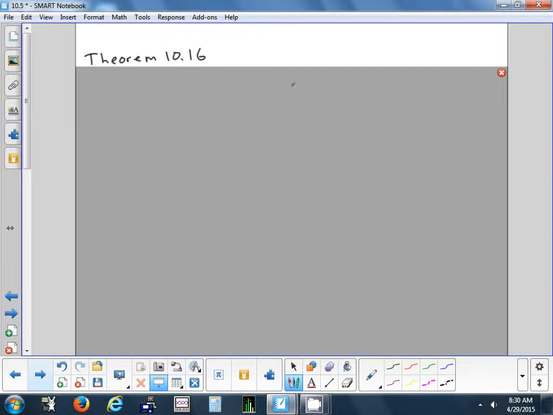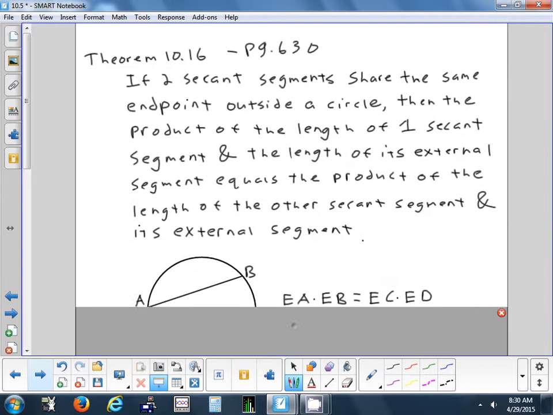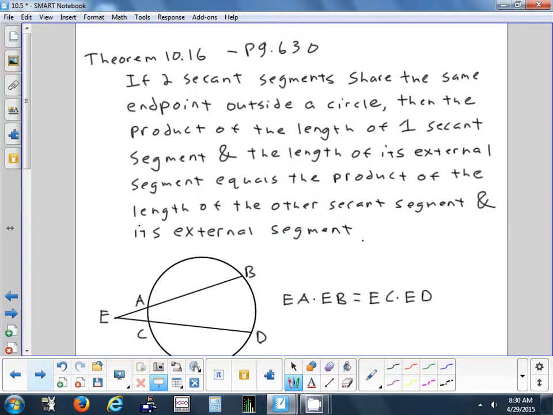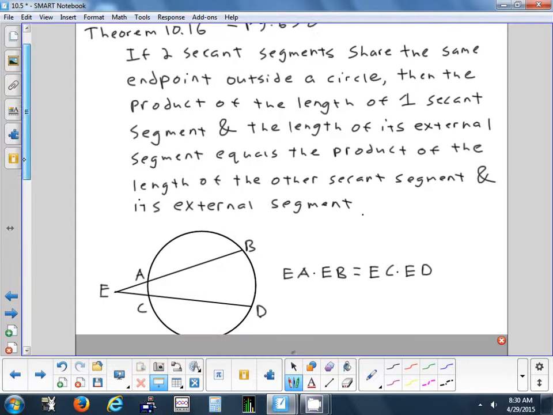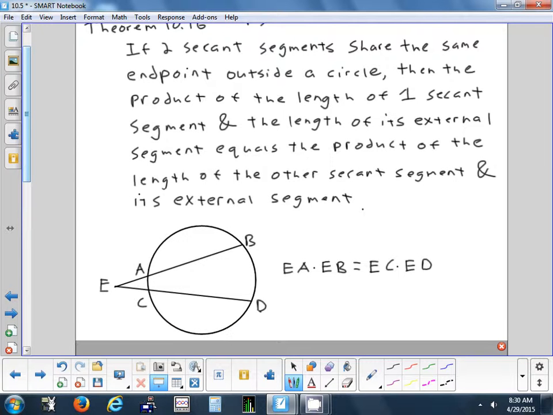So we're going to look at two more theorems. The theorems are pretty wordy. So I have a picture at the end. I'm going to jump right to the picture. If you really want to copy down all the words, they're all on page 630. I have the words, but I think the picture is a little easier to look at. It's a very simple formula looking at the picture. In this picture, we have two secant segments, and they share the same endpoint, point E, outside the circle.